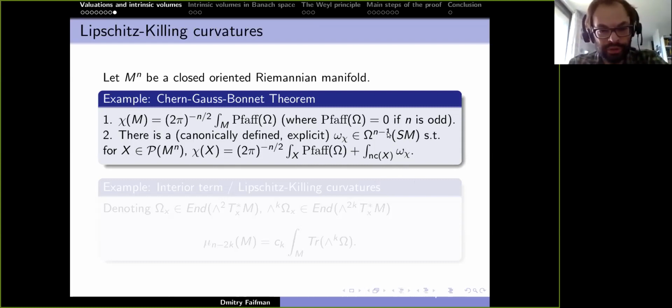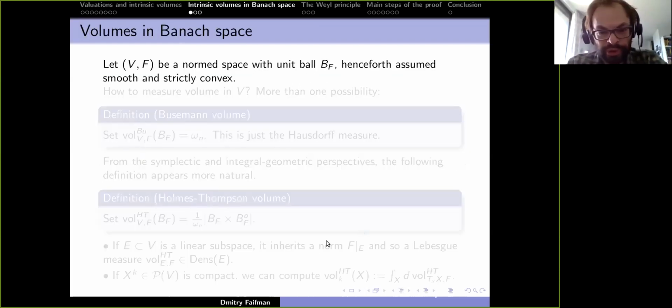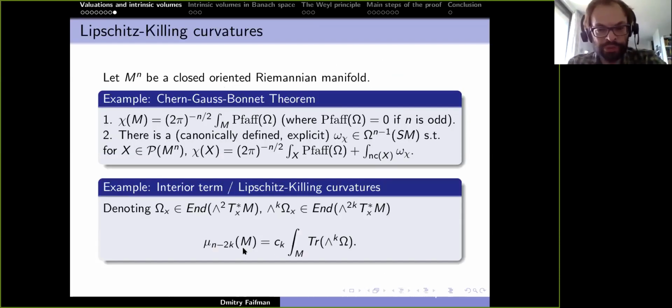Let me just mention that you can also write this for all the other intrinsic volumes. And the things you get are called the Lipschitz-Killing curvatures. Again, a bit complicated expressions, but very explicit. And those are intrinsic expressions for the intrinsic volumes, of course.